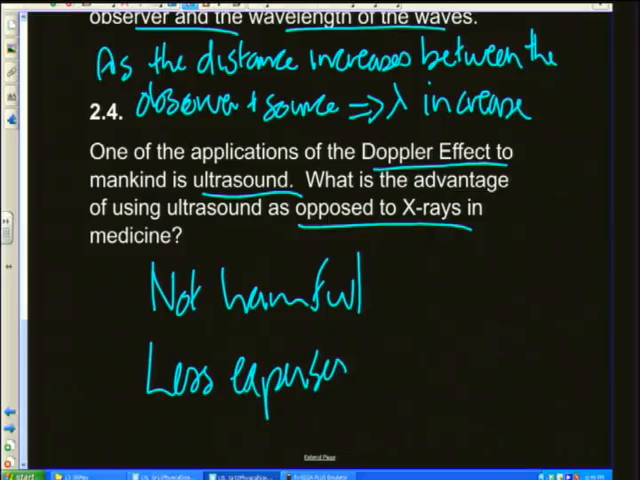It also can deal with soft tissues. So things like blood, it's very specific. Even an unborn baby can have an ultrasound to see exactly what's happening. Whereas high energy, penetrating, ionizing, electromagnetic radiation like X-rays can do harm to our body.